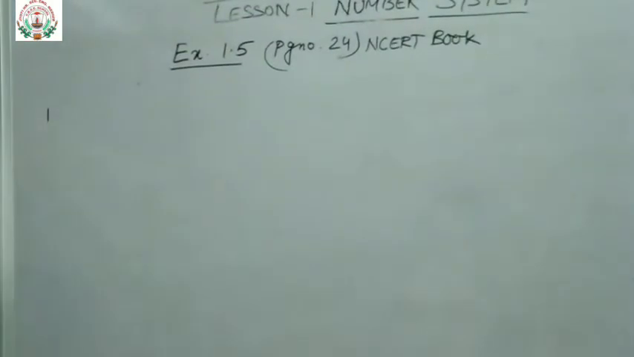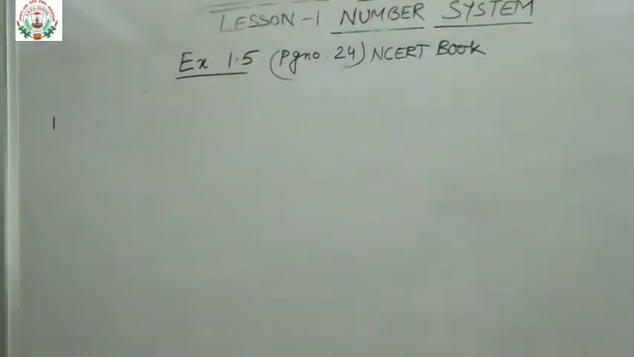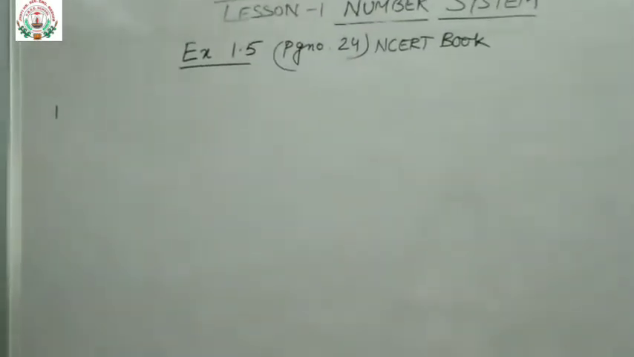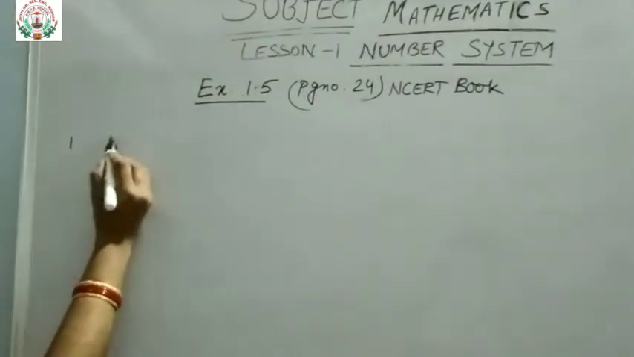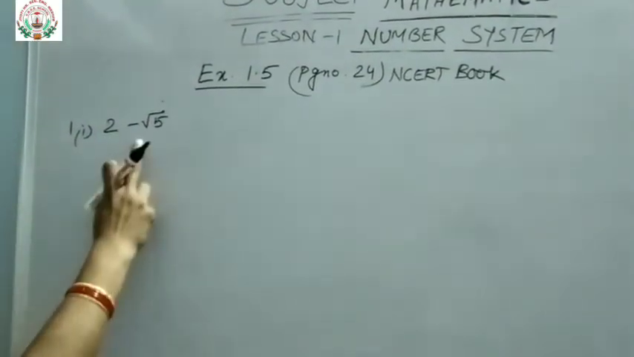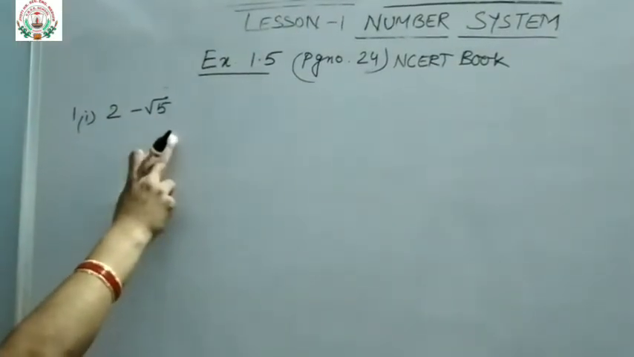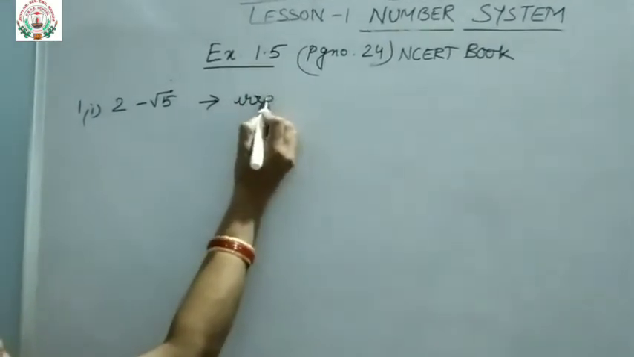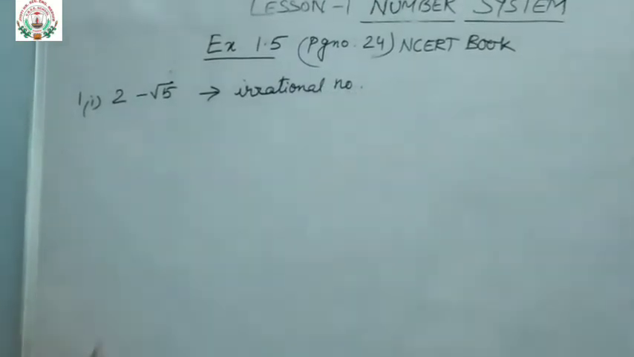The first question is: classify the following numbers as rational or irrational. Means numbers are given, you have to write only whether it is a rational number or an irrational number. So the first one is 2 minus root 5. You can see one rational and one irrational. So the subtraction of a rational and an irrational is always an irrational number. It is an irrational number.